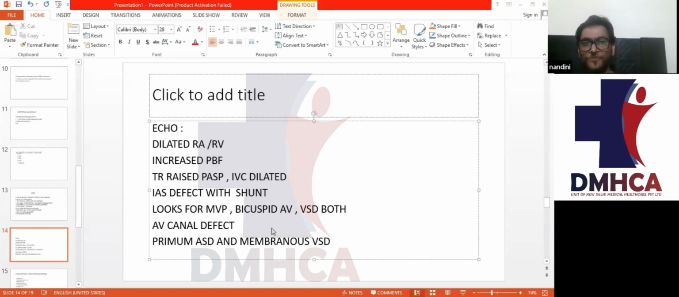So the inferior portion of the interatrial septum is the ostium primum, and the superior portion of the interventricular septum is the membranous part. So there is a membranous VSD and there is a primum kind of interatrial septal defect. So when both are together, this is called the AV canal defect.